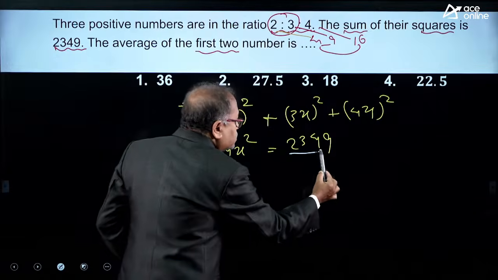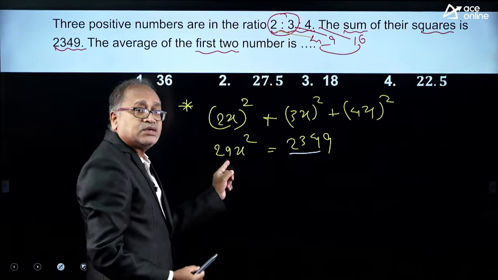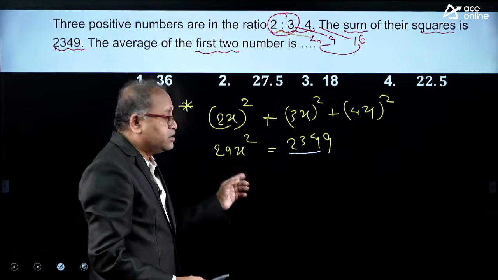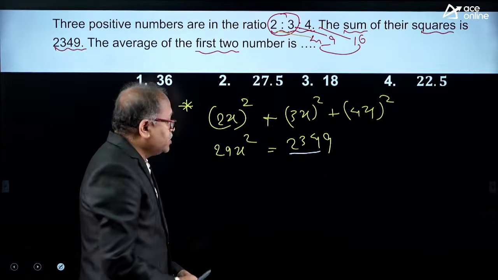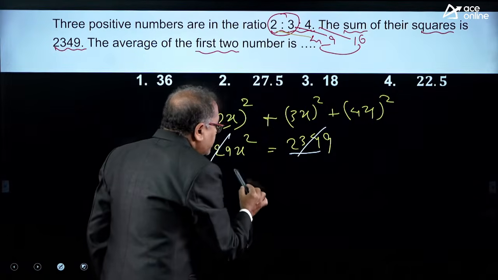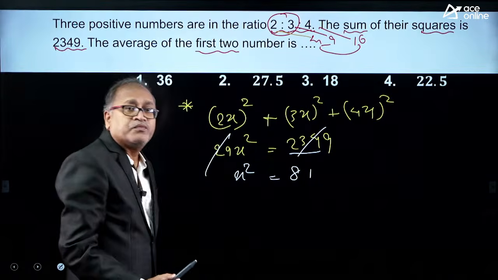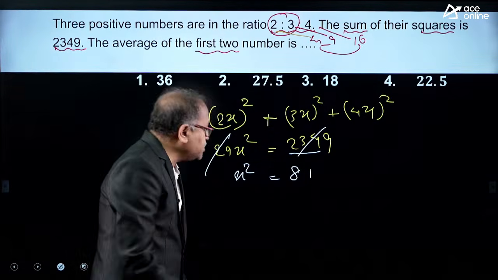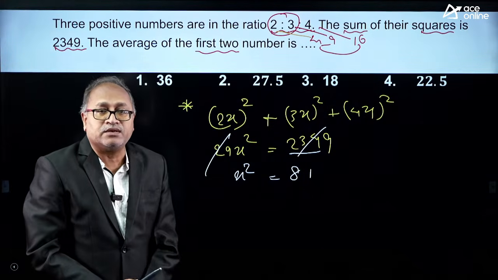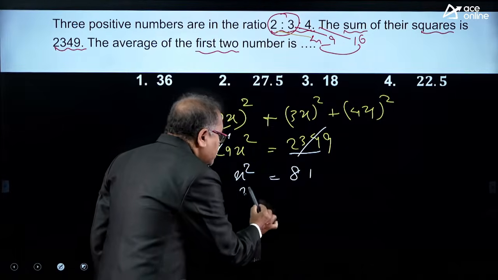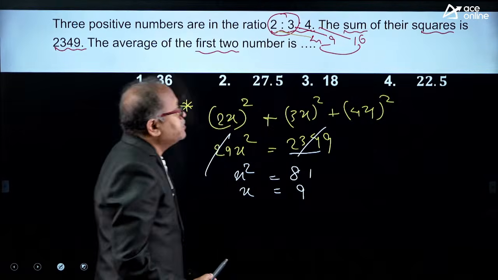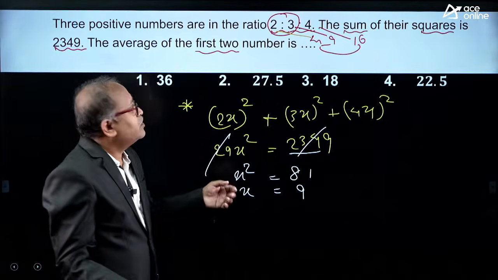So I can see that this is 234. 10 times is 290. Probably it may go for 8 times. So when I cancel this one, you get that x square is equal to 81. Now by this time everyone knows x is 9. Right, my dear friends? So x is 9 at this stage. Now the rest part you will do it, I am sure.